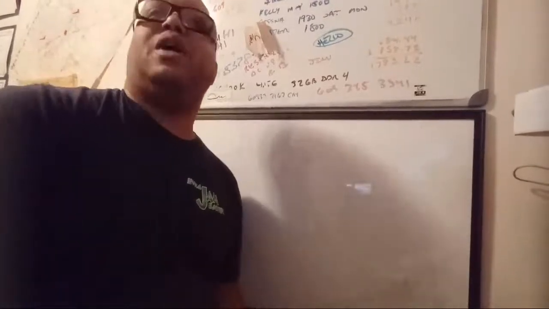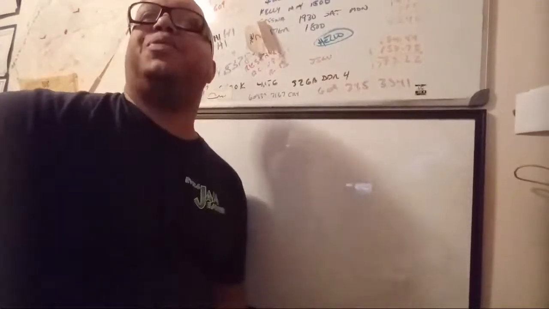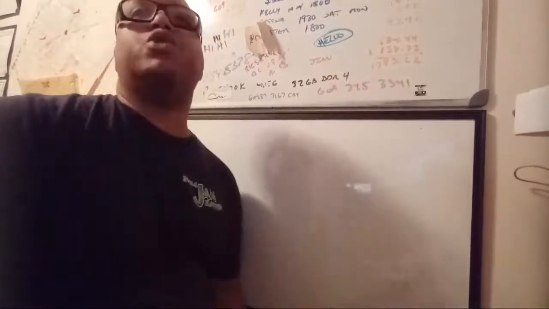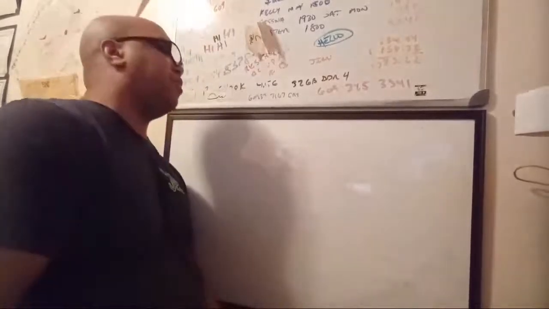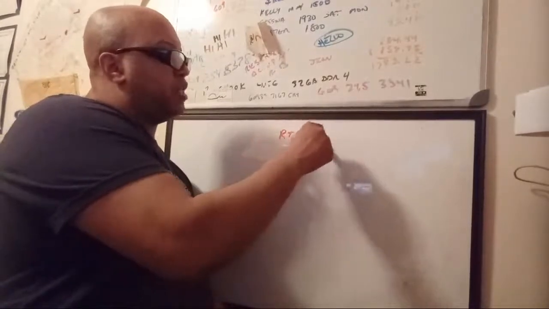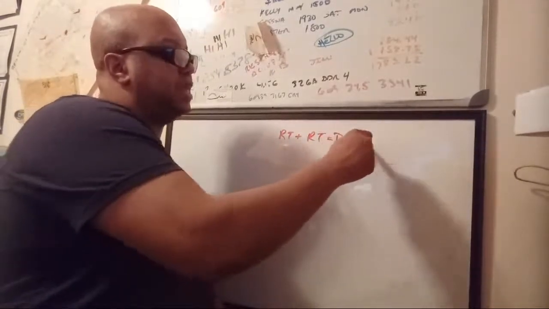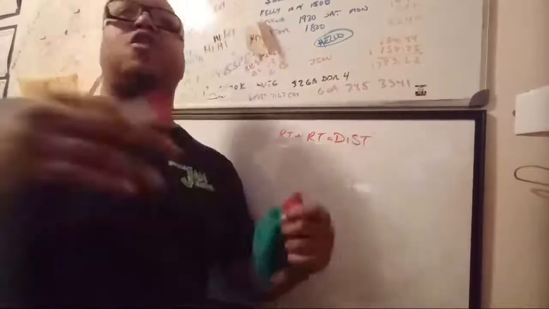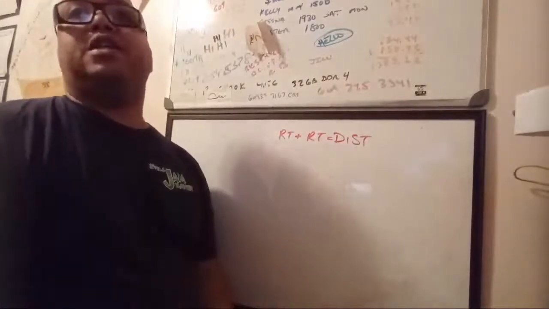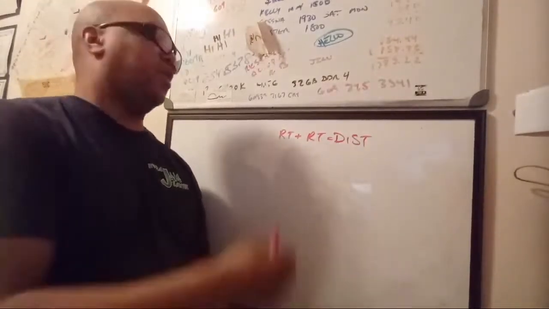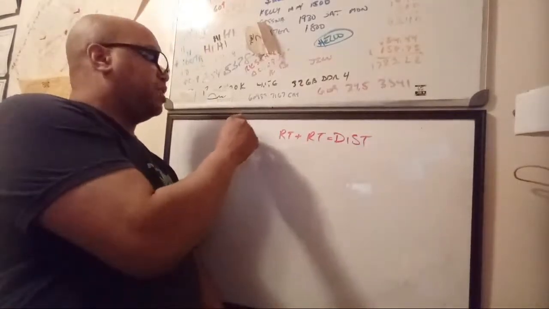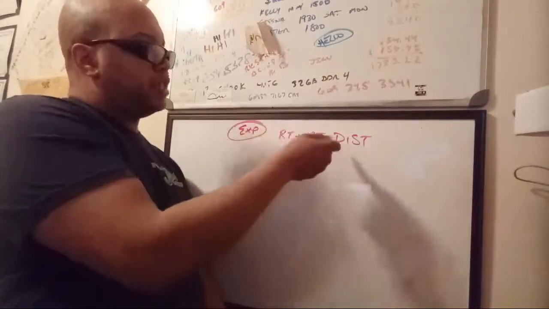No. This is the next format that we're getting into. This is called an expansion, because two vehicles are going in opposite directions. The formula for expansion is RT of one vehicle plus RT of the second vehicle is equal to the distance they are apart. I will take the lead on this one. Like all my other formulas, it's plug and play once you understand that this is an expansion: RT plus RT equals distance.